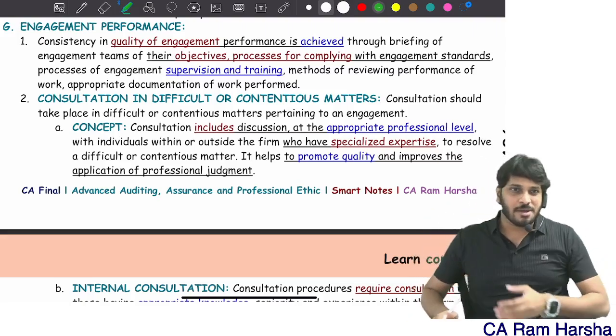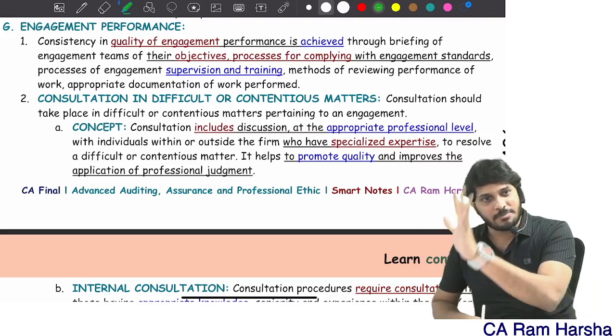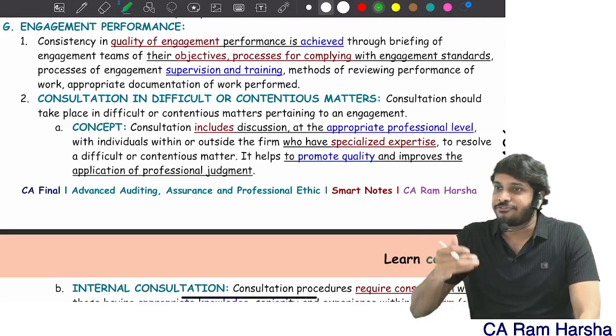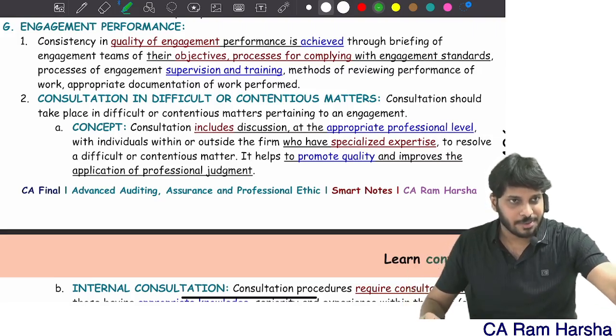Performing the engagement, it may be audit, it may be review, it may be assurance, it may be a related service, whatever it is. Performing the engagement. Just 1 minute, okay?